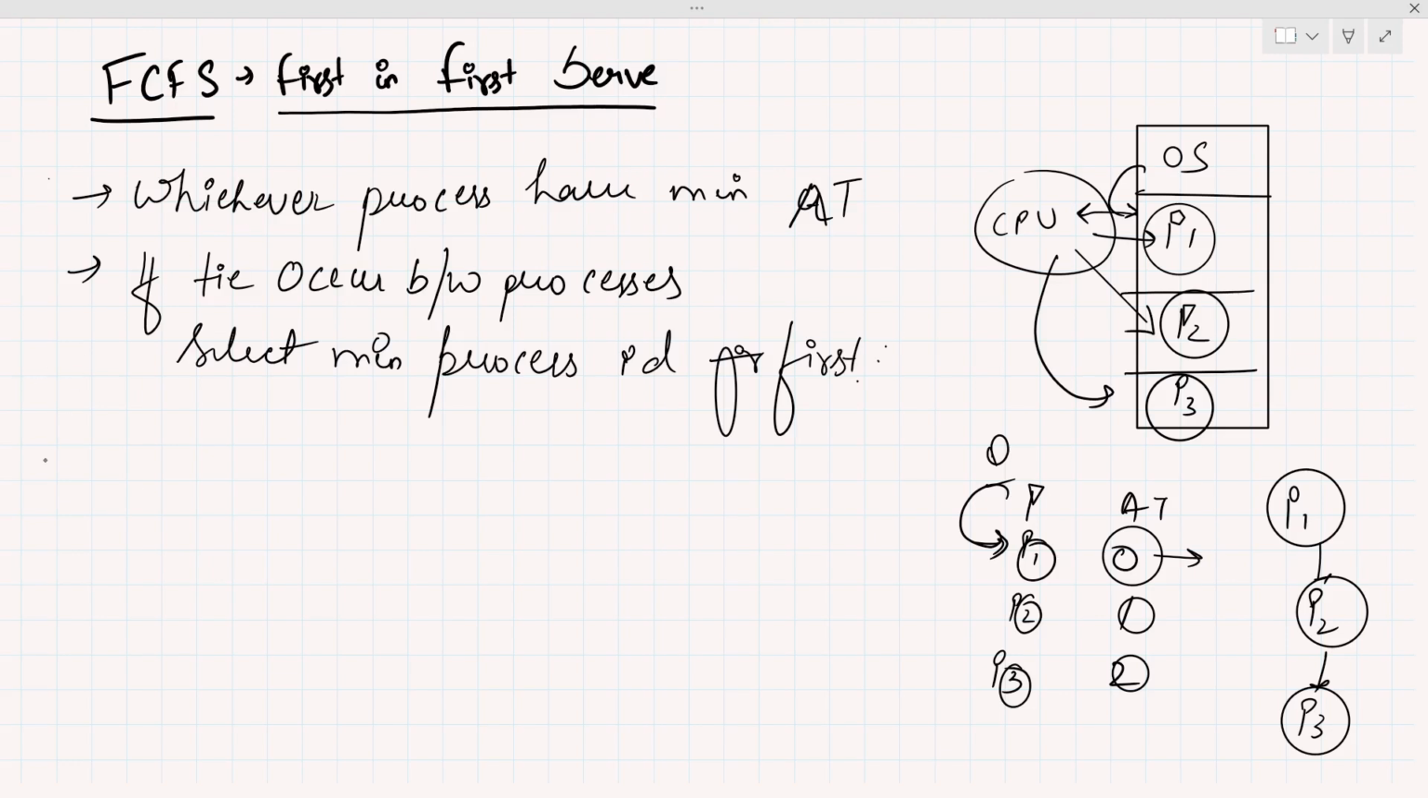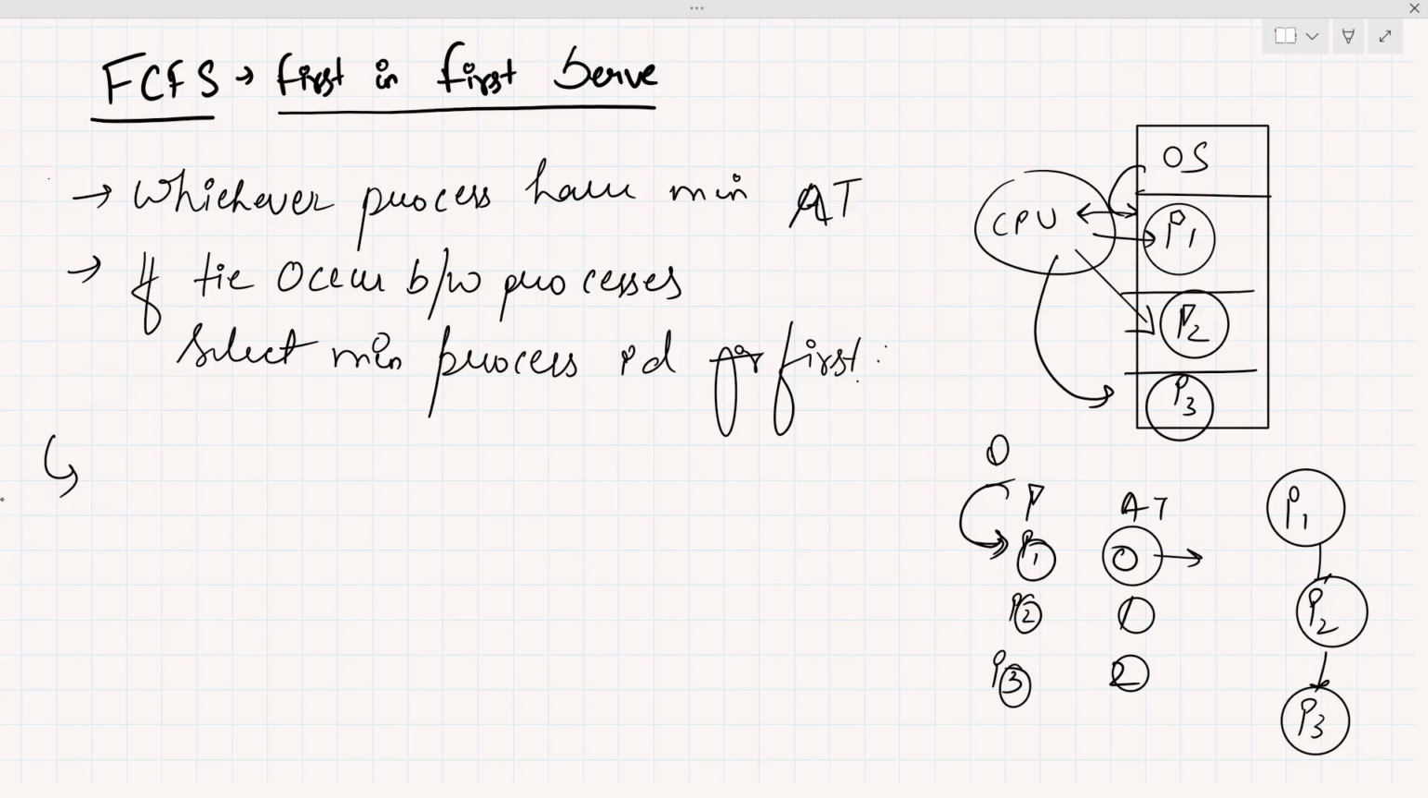Okay, now there is one more thing: which kind of algorithm is it? We discussed that algorithms are of two types, non-preemptive and preemptive. Non-preemptive means that if a process is running in the CPU, it can leave the CPU only when the process is completed. The operating system cannot remove that process. The operating system does not have that power to remove the process. This is what non-preemptive means.